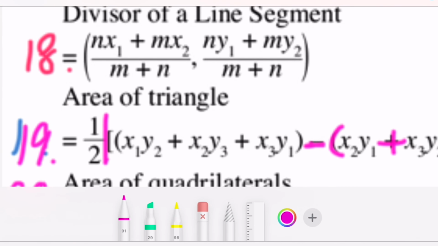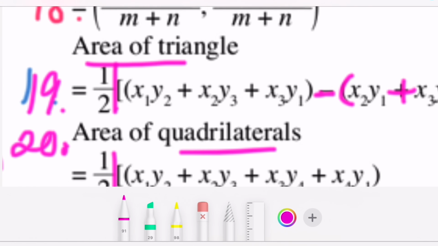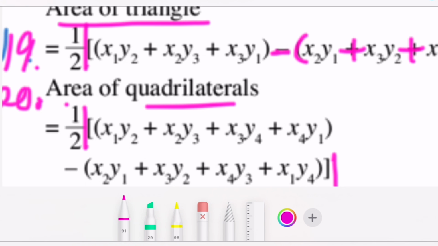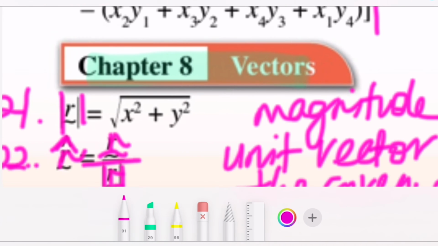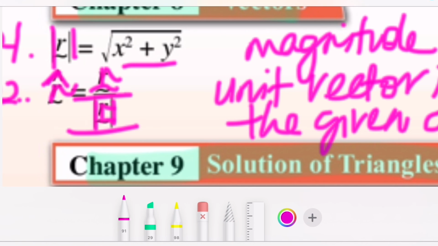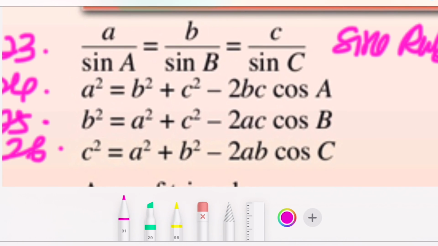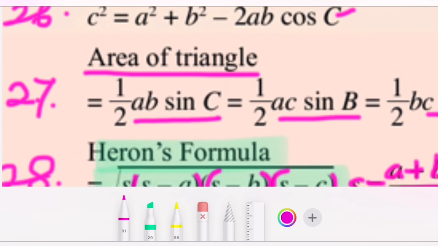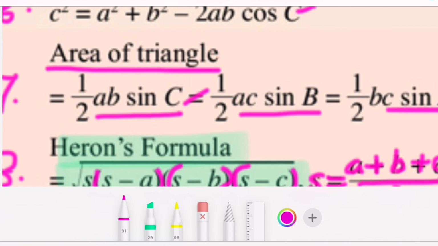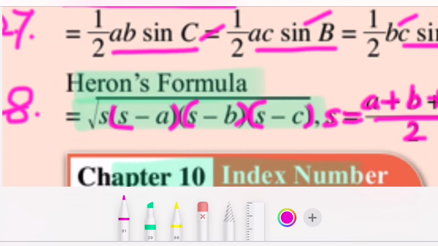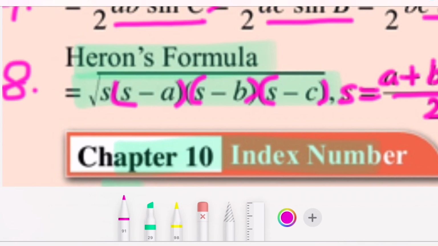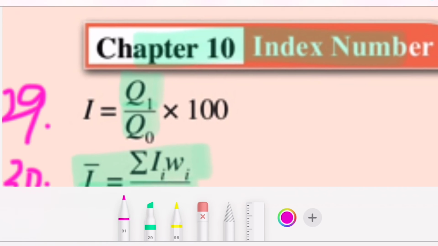So let's go to the next topic, which is coordinate geometry. In coordinate geometry, we have the ratio theorem or division of a line segment, which is 18, area of triangle, which is like this, area of quadrilateral, and then we have vectors, magnitude of vectors, and then unit vector in the given direction. And for solution of triangle, we have the sine rule, the cosine rule that can be written in 3 ways, and area of triangle can be written in 3 ways. And Heron's formula, don't forget, this is a square root. When the perimeter is given, we can find the area of the triangle.